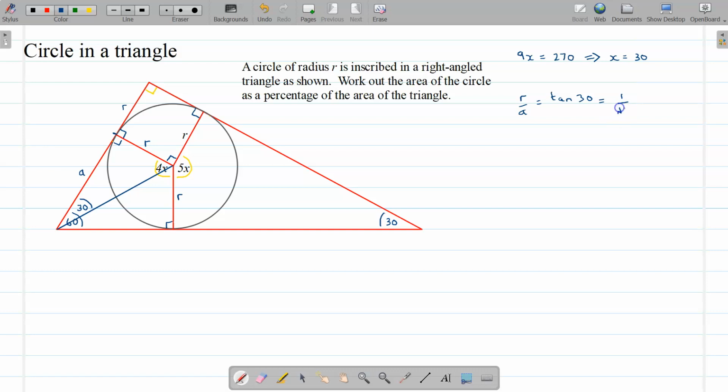There's a separate video explaining how to get the exact values of sine, cos and tan of 30, 60 and 45 degrees if you want to look that up. So we know that that is a fact, and from that I can work out that if I multiply both sides by A and divide by root 3, the length A is actually the same as r times root 3, or r root 3.